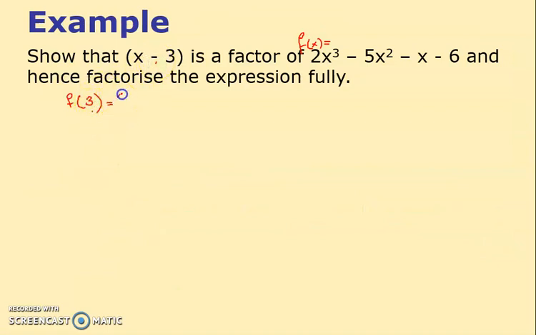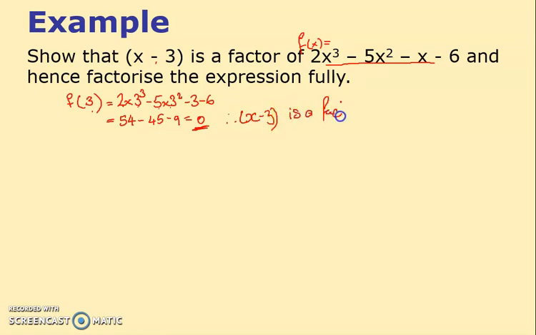Change the sign. So it's 2 times 3 cubed. Notice all I'm doing is substituting it into this function. Minus 5 times 3 squared, minus the 3, minus the 6. Let's work that out. I know 3 cubed is 27, 2 27s are 54, so that's easy enough. 3 squared is 9, 5 9s are 45. And minus 3 minus 6 is minus another 9. If you do that, it's definitely 0. So now I've got the 0, therefore x minus 3 is a factor.